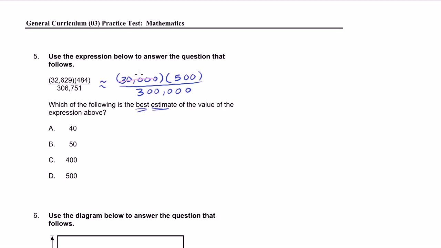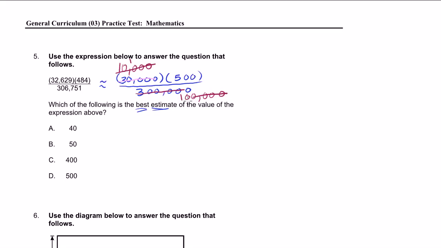So this 30,000 will become 10,000, and this 300,000 will become 100,000. And then I can start canceling out zeros. If I divide the top and the bottom by 10,000, I can essentially get rid of 4 zeros on the top and the bottom. So then 10,000 divided by 10,000 will just become 1. 100,000 divided by 10,000 is just 10. And then we're left with 500 divided by 10.